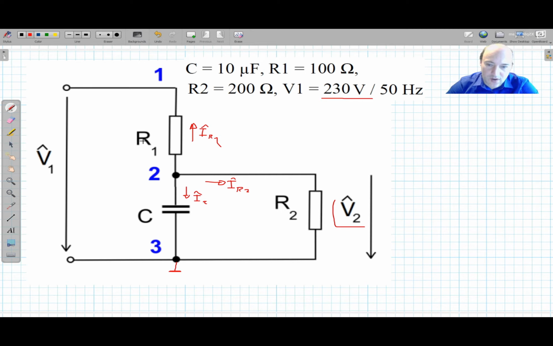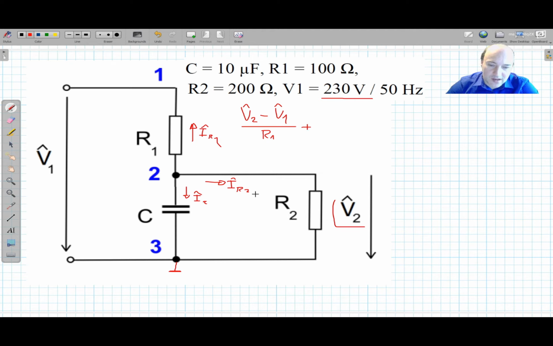So we need to write the current going through the resistor. Using Ohm's law, we can write that it will be voltage V2 minus V1 divided by R1. Note that you should not forget the hats here, which indicate that we are working in the complex domain with complex numbers in our equations. So this is current IR1.